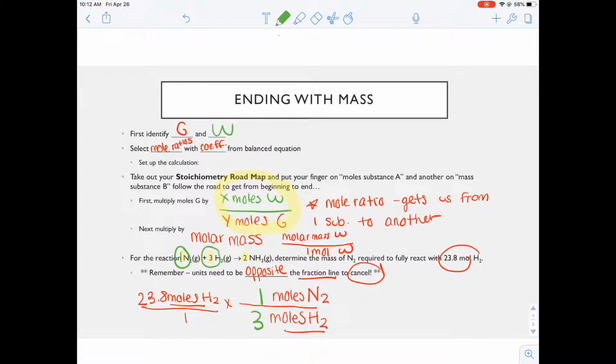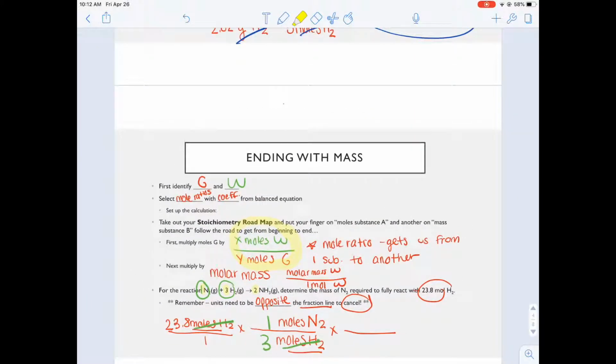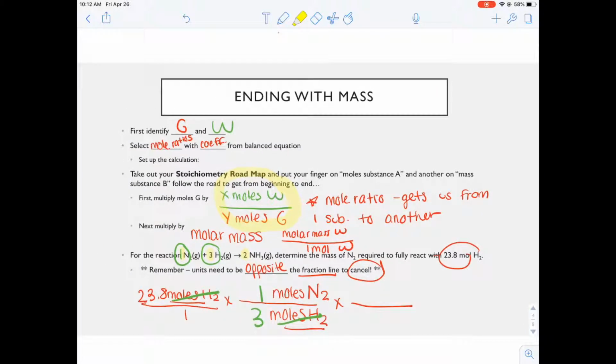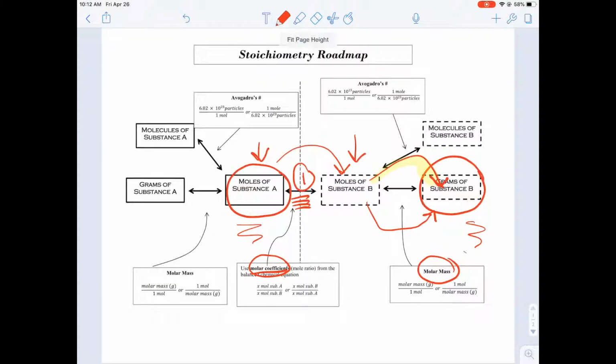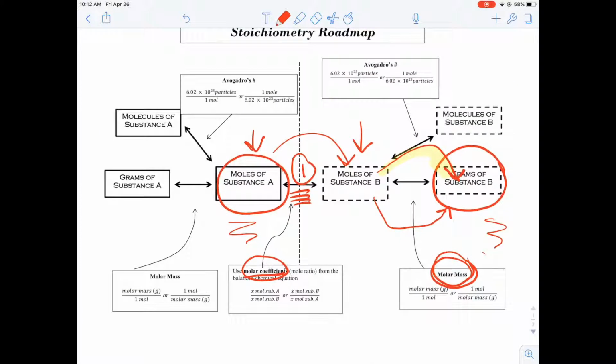So now we have gotten out of moles of hydrogen into moles of nitrogen, but our question is asking for the mass of nitrogen. So we did this successfully. Now we need to go over here, and so we need to use our molar mass to get us there. Okay.